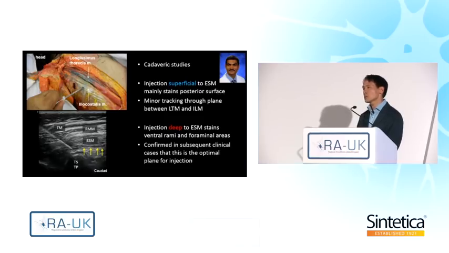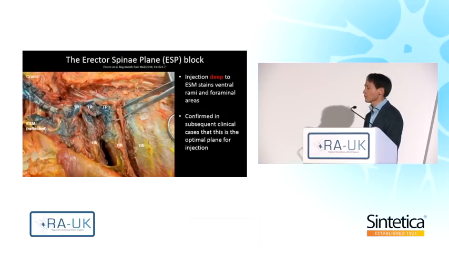So really, although we describe superficial injection in our report, deep to the erector spinae muscle is where it should really be performed. And this is an image from one of the cadavers that we studied. You can see that there is staining around the transverse processes. And we stripped off all the muscles here, and it's kind of bathing the foraminal areas.